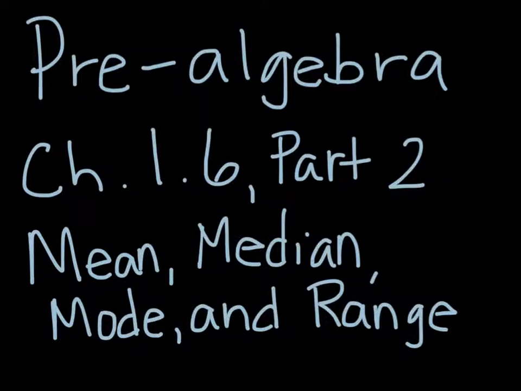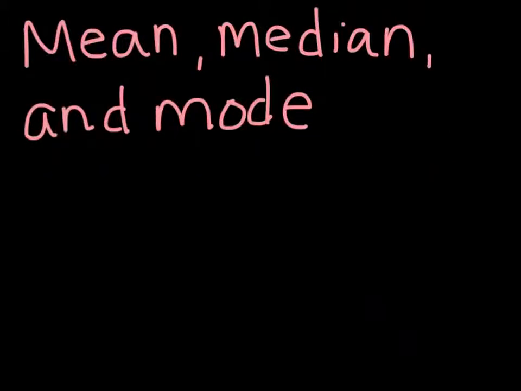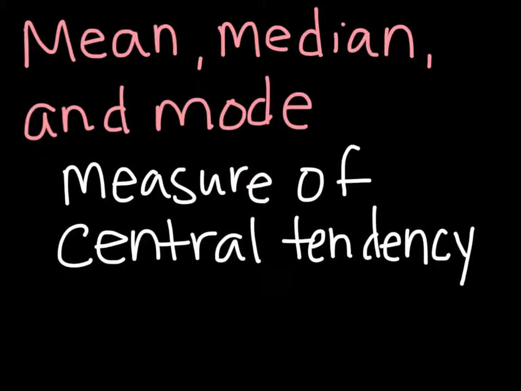This is Pre-Algebra Chapter 1.6, Part 2, which is a focus on data analysis. The topic of this chapter is mean, median, mode, and range. In mathematics and data collection, the terms mean, median, and mode describe what is called a measure of central tendency. A measure of central tendency tells us what a typical or average value for a set of data might be.